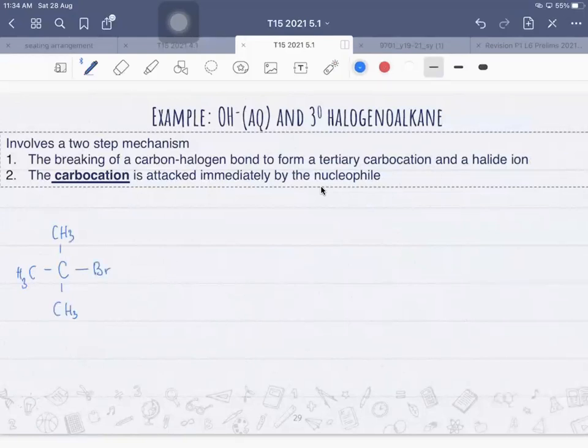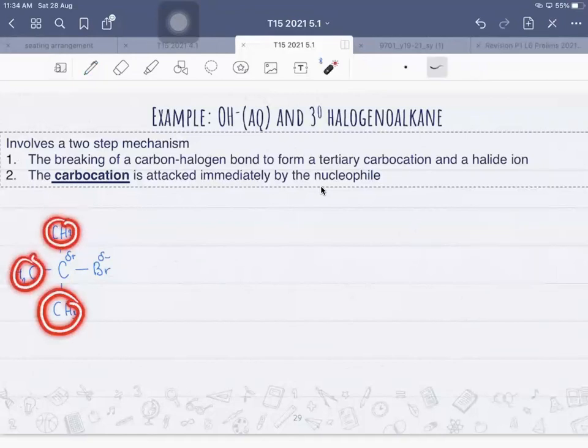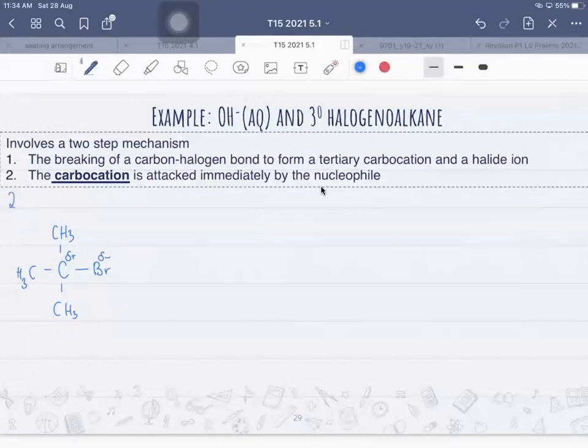Okay, and don't forget, the moment you see halogenoalkane, you should make it a habit to know that the carbon-halogen bond is polarized. Carbon-bromine bond is polarized. So here's an example of a tertiary halogenoalkane. I've got alkyl groups attached to that carbon. This is called 2-bromo-2-methylpropane.